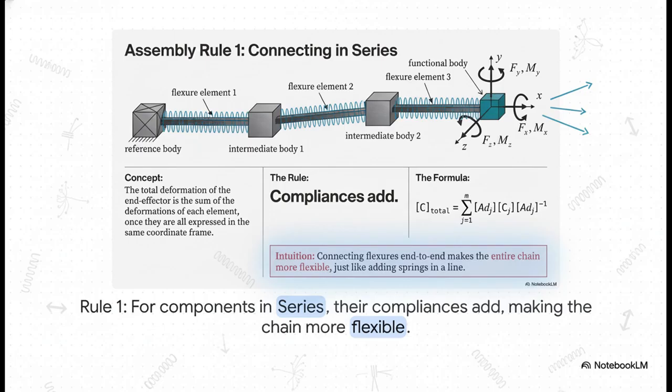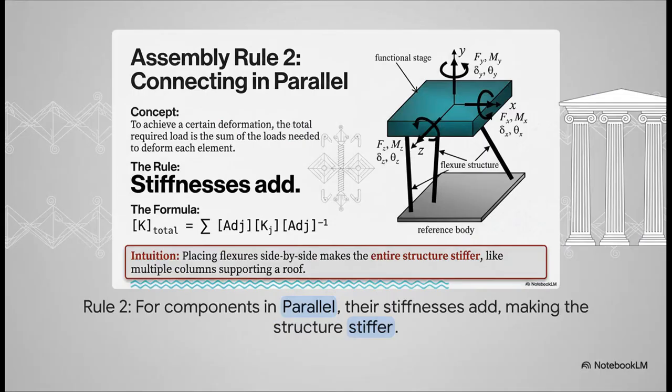And to figure out the total compliance, you just add up the compliance matrices for each individual part. It's really that simple. It's exactly like hooking up a bunch of springs in a line. And the second rule, well, it's pretty much the exact opposite.